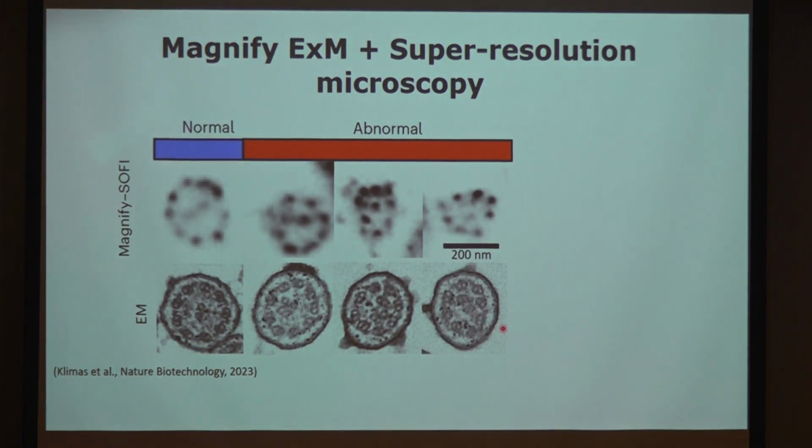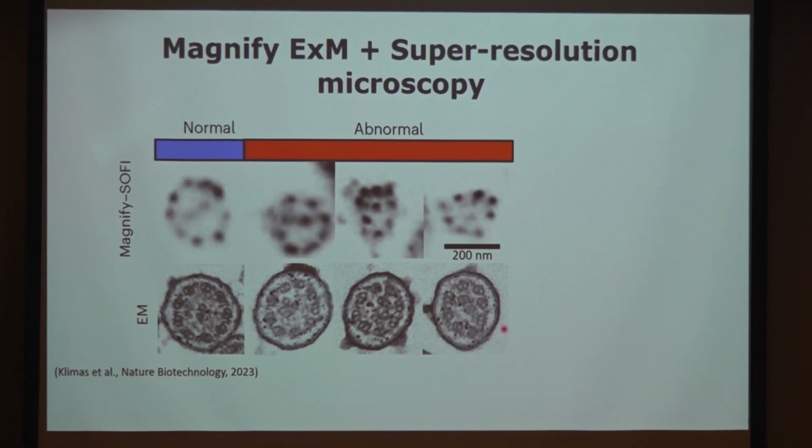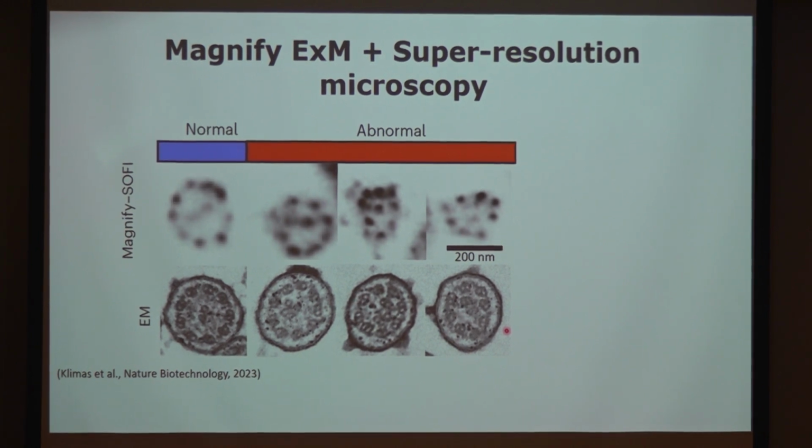All right, the last example that I'm showing here is when people combine magnified expansion microscopy and super-resolution microscopy. And what they wanted to do is look at samples that were difficult to analyze by optical microscopy before. So they are looking at the cilia. This is the primary cilia of different cells. This used to be something that people could only use electron microscopy to study, right?